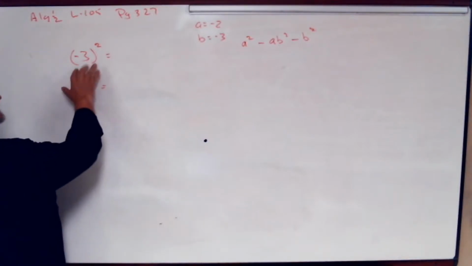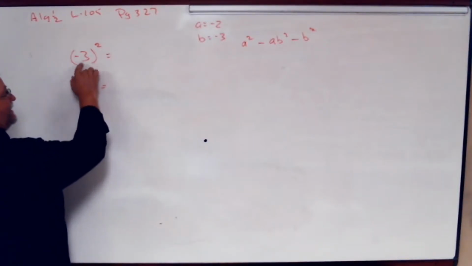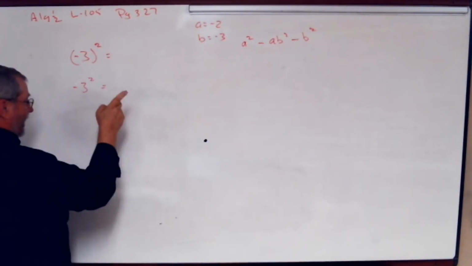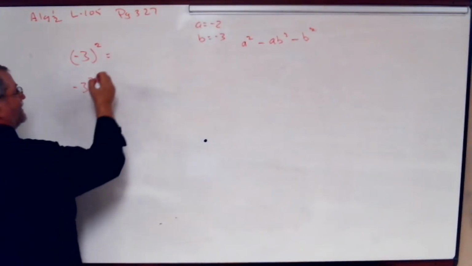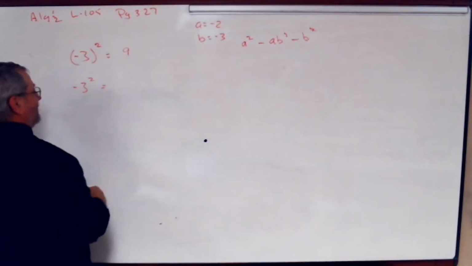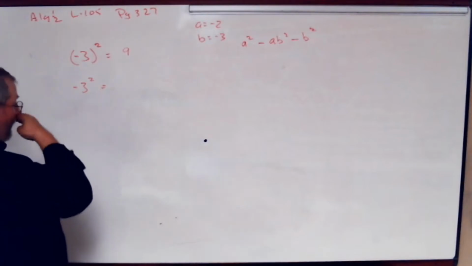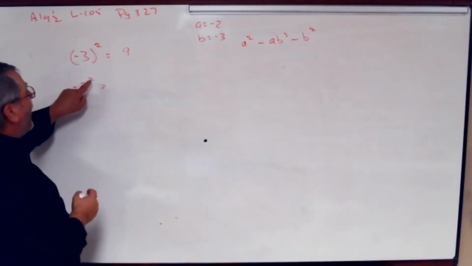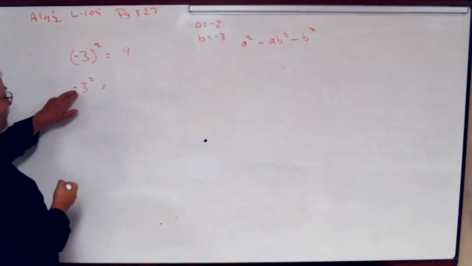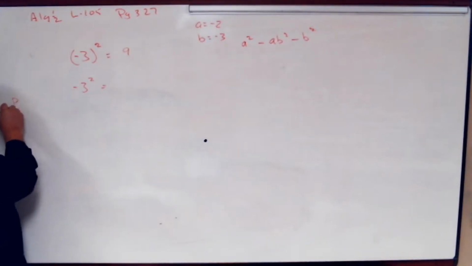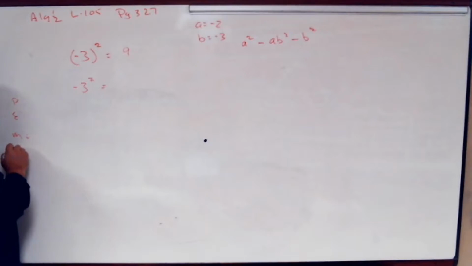If this thing is inside of parentheses like this, this is negative 3 times negative 3. A negative times a negative is a positive. Okay? This equals positive 9. Over here, powers go before multiplication. Okay? It's parentheses, exponents, multiplication, division, addition, subtraction.